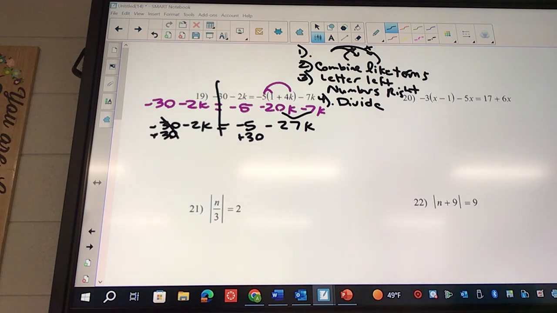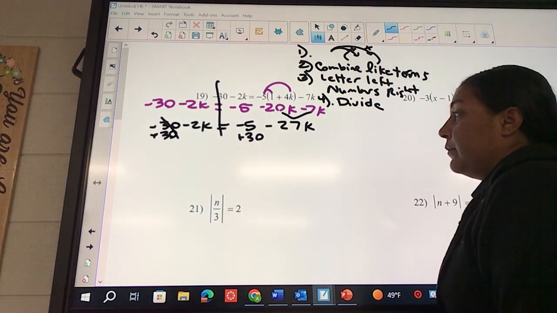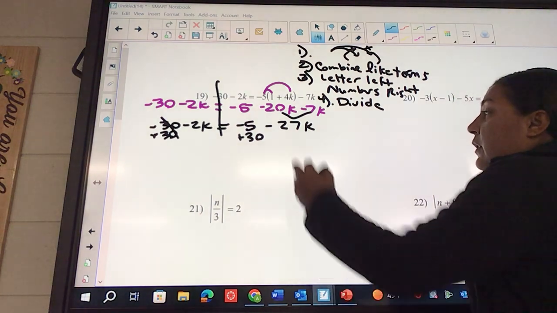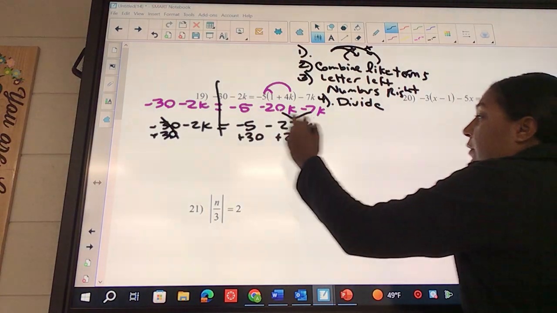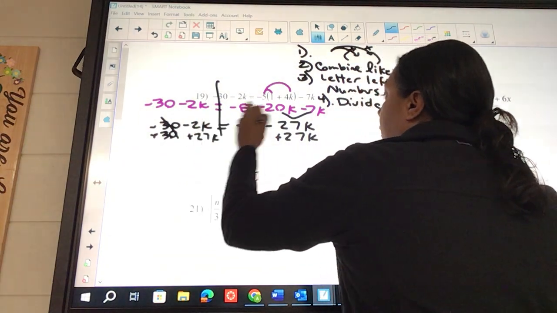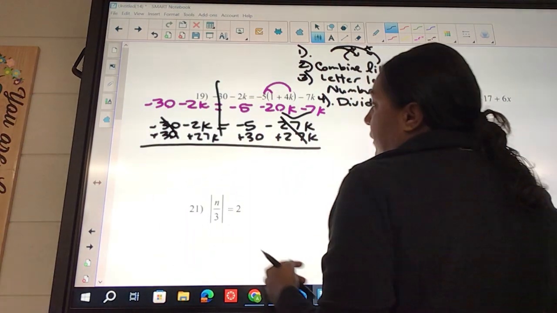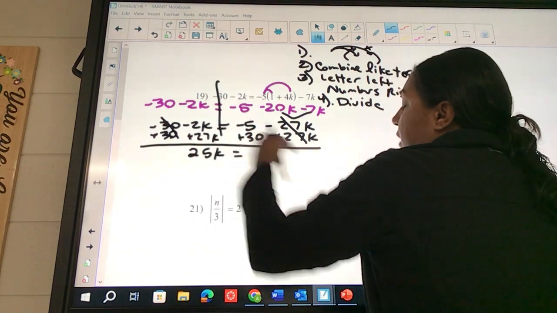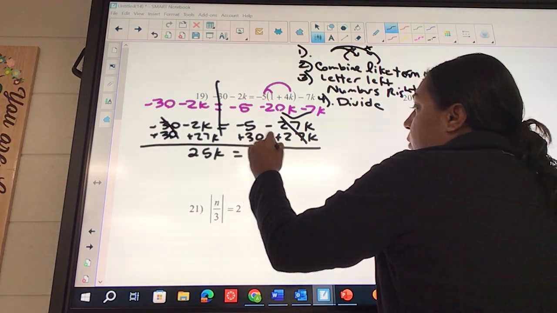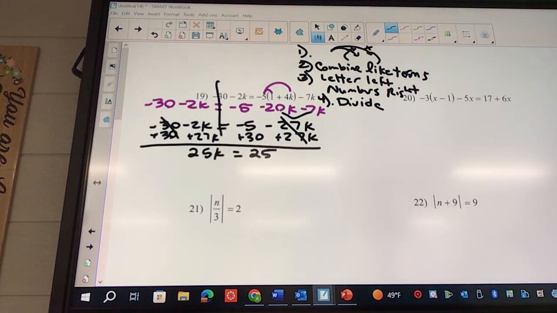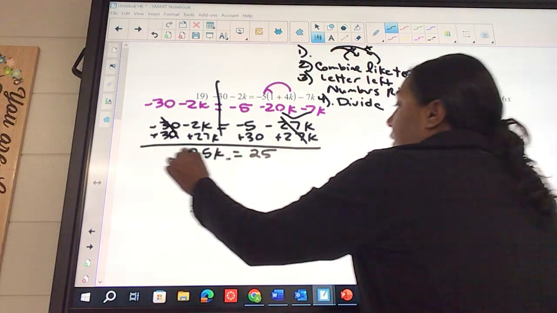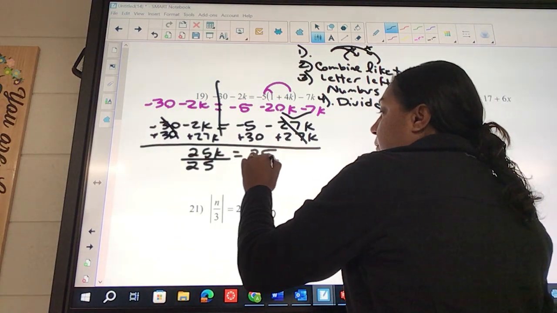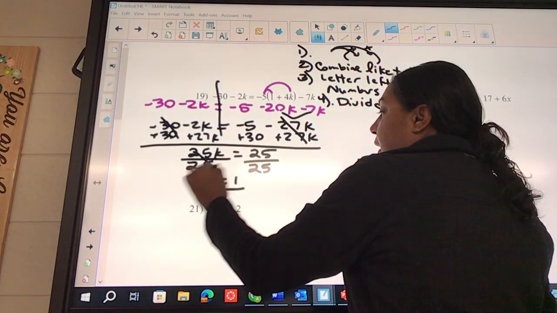Okay, what else needs moved? The negative 27k. Yep, because that's a letter, letters go to the left. Okay, so negative 2 plus 27 is going to be 25k, equals negative 5 plus 30 is going to be 25. Okay, and then our last step is going to be to divide. So we get k equals 1.